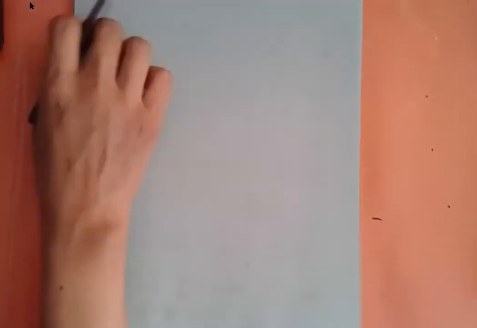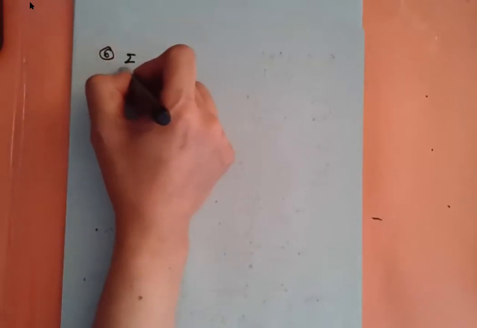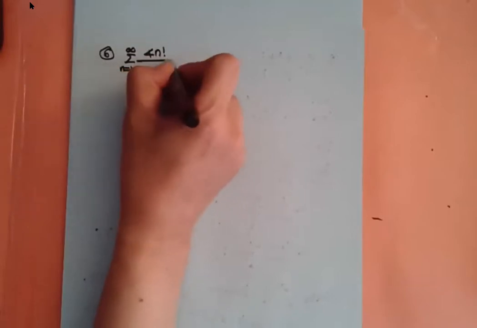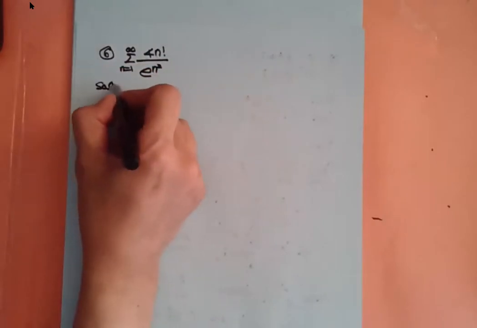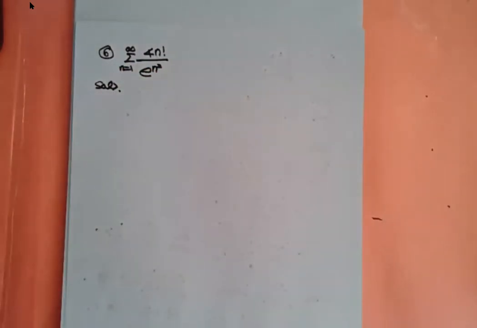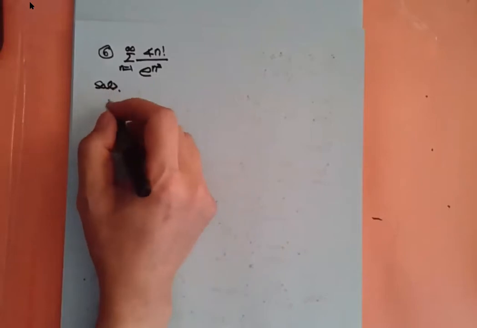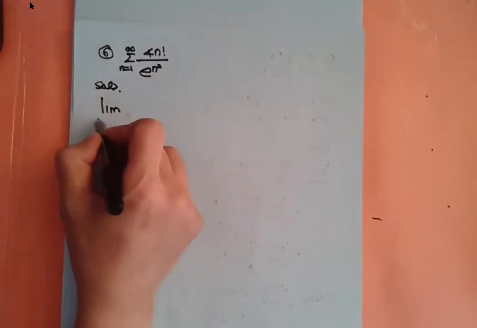Let's do one more problem for today. The next problem is summation n equals 1 to infinity 4n factorial over e to the n squared. So obviously the only way to go is just the ratio test for this case.